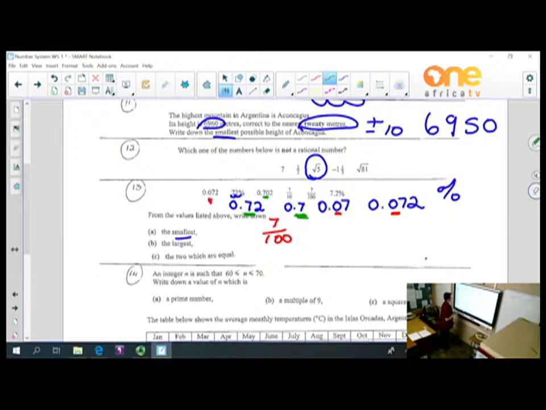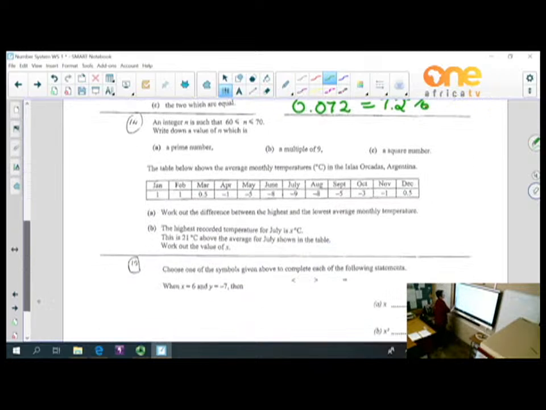Here the next one is 0. The next one is also 0. And this one is a 2. So this is going to be the largest number, and that is then 72%. And now we've already seen that this one and this one are the same. So 0.072 is equal to 7.2%. Right, question 14.